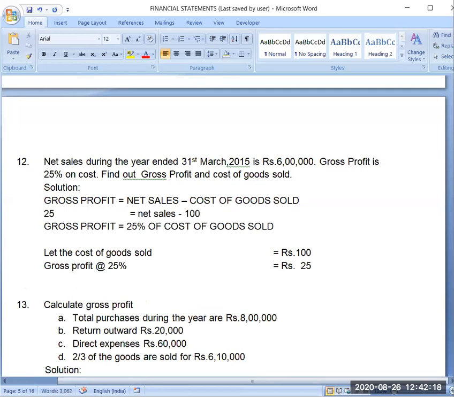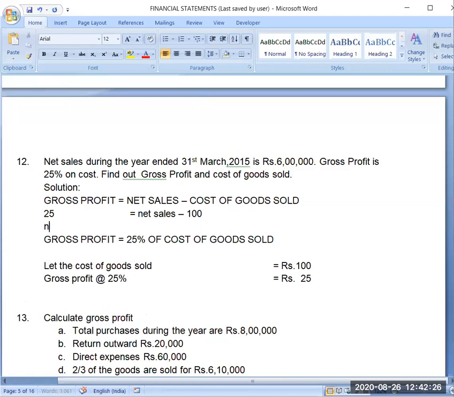So can I calculate the net sales? Can I calculate the net sales? Net sales is equal to 25 plus 100, is equal to 125. Is this clear? I have used the same formula which we were using earlier. So what you will do, we will add this gross profit here. Now logic should be clear.